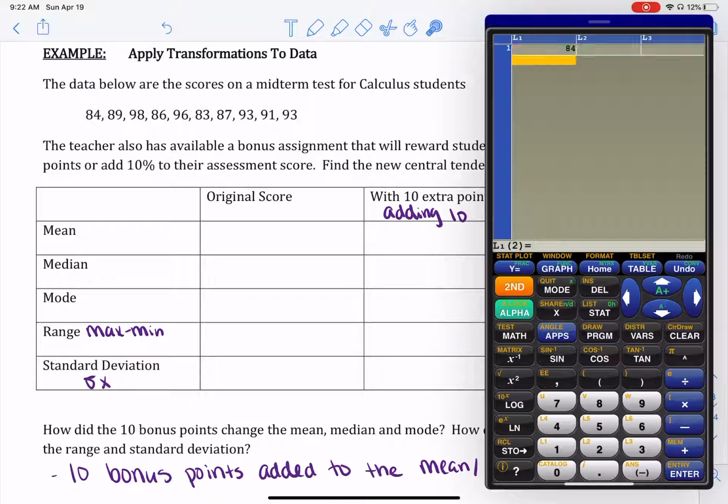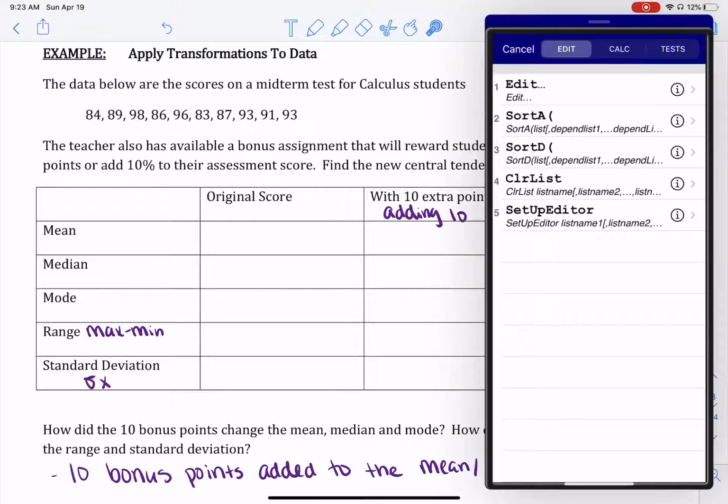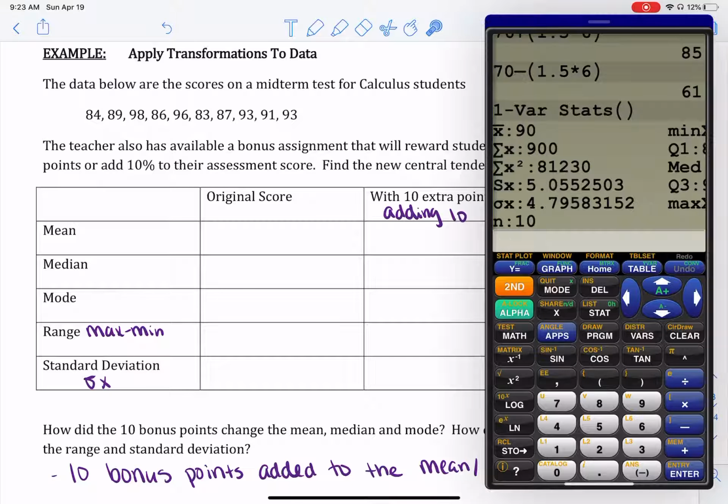We've got 84, 89, 98, 86, 96, 83, 87, 93, 91, and 93. Okay, so I've added in those numbers, and now I'm going to go back and click Stat again, and I'm going to highlight the calc at the top and do my one variable stats again.